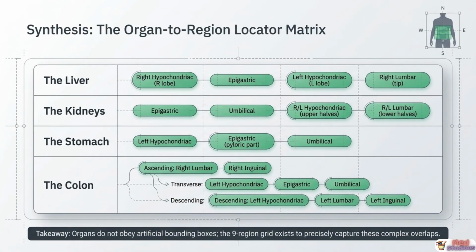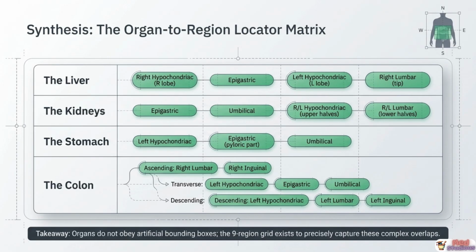We close with the most clinically useful slide in this entire video, the organ-to-region locator matrix. This synthesizes everything we have covered into a direct lookup table for 4 major abdominal organs. The liver spans 4 regions. Its right lobe occupies the right hypochondriac region, its body crosses the epigastric region, its left lobe extends into the left hypochondriac region, and the very tip of the right lobe reaches into the right lumbar region.